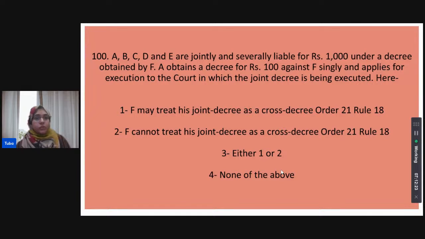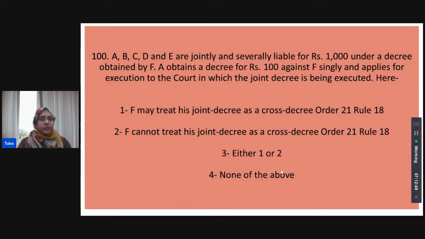So this is the final question. A, B, C, D and E are enjoined jointly and severally liable for rupees 1,000 under a decree obtained by F. So a total of 6 people involved. Here A is obtaining a decree of rupees 100 against F singly and applying for execution to the court in which the joint decree is being executed. What happens in this case?